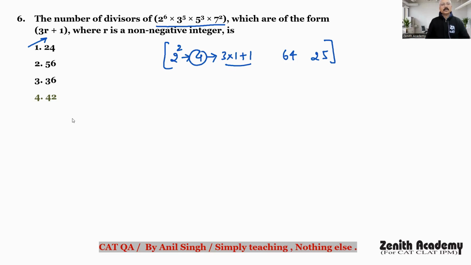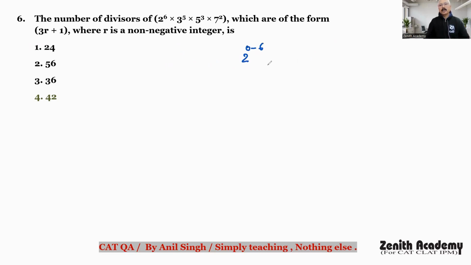one point which is important: only the divisor may be a power of 2, meaning 0 to 6, any power which can be written in the form of 3r plus 1, or 5 to the power 0 to 3, or 7 to the power 0 to 2. 3 will not be any divisor, because 3 is already divisible by 3. So that is why I'm not taking this number. So 2 to the power 0 to 6, 5 to the power 0 to 3, 7 to the power 0 to 2.